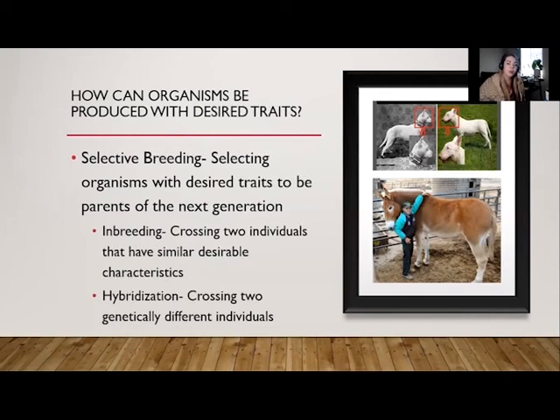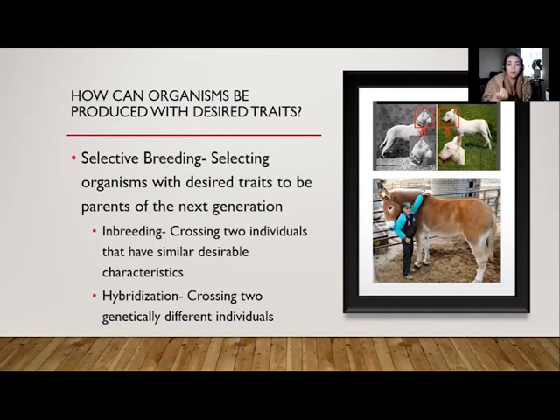This happens when basically a human gets to decide, I want this dog and this dog to have puppies because I like the length of this one's coat and I like this one's temperament. Does it work exactly the way they want it to 100% of the time? No, but it's a method that's been used for a very, very long time. There are two ways to selectively breed for traits.